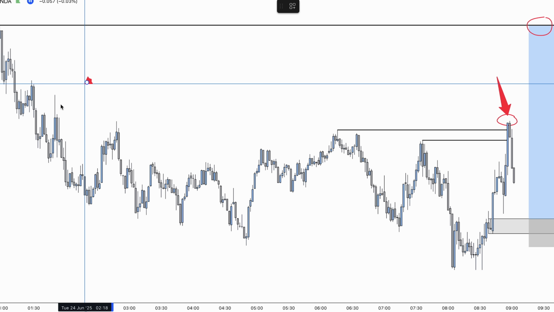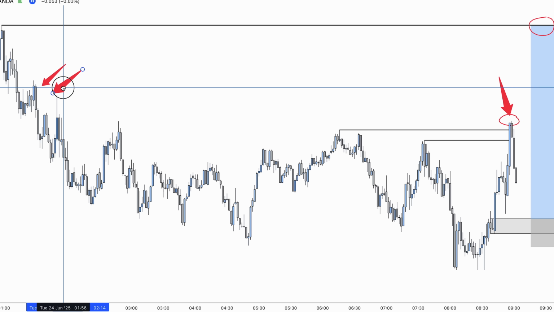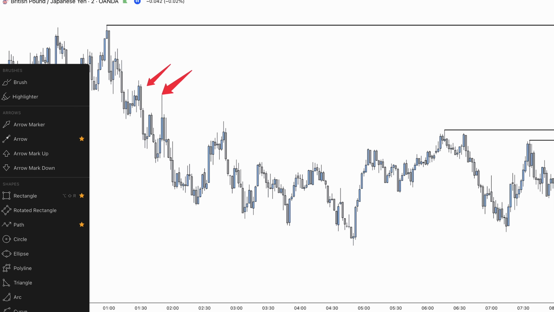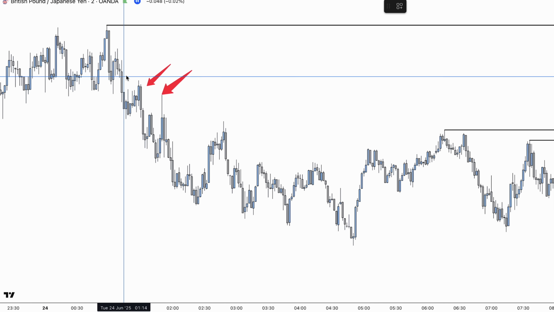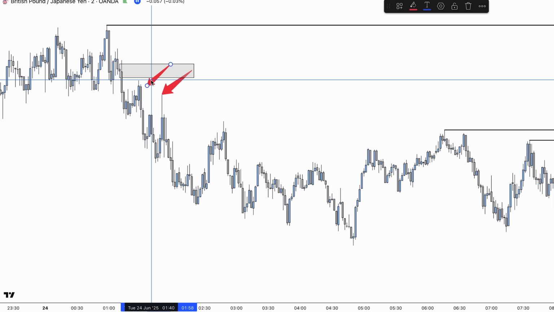Well, then there is no imbalanced supply zone here. There's a supply zone here, but it was filled with this wick, okay? And then there is an imbalanced supply here, this indecision candle before this impulse down. So we're going to follow the same rule. We're going to mark out the low to the high of that supply zone.